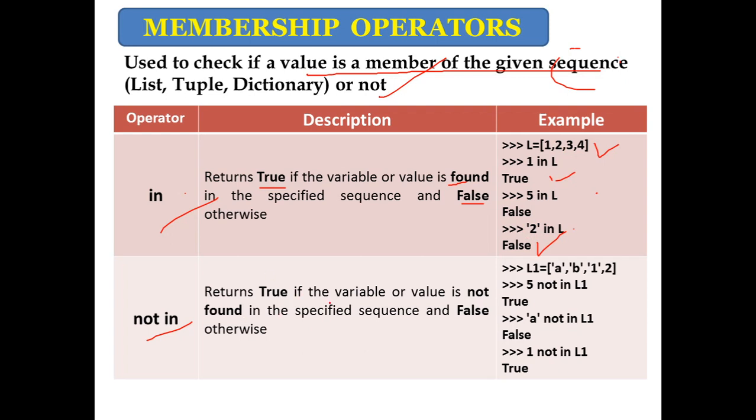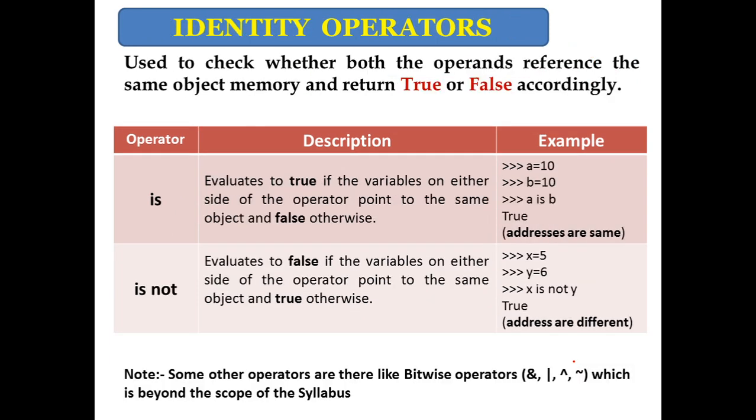Not in returns true if the variable value is not found in the specified sequence, or false otherwise. Just reverse. Not in is the reverse of in. L1 contains A, B, 1 and 2. 3 string type values are there, 1 numeric type value is there. 5 not in L1. 5 is not there. The not in means it is true. A not in L1. A is in L1. So that is why it is giving false. 1 not in L1. Yes. 1 is not present here. It is a string 1, not the numeric 1. It is giving true. Let's move on to next.